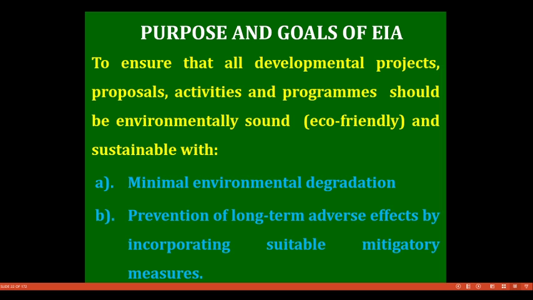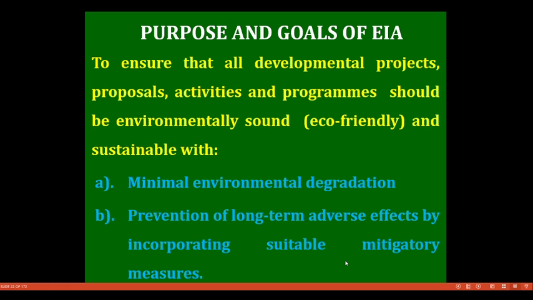So this EIA team will assess the project, identify the probable environmental impacts, and go for various mitigatory measures. By incorporating mitigatory measures and many other things, ultimately a project can be converted to environmentally sound and sustainable with the minimum impact on the environment. This EIA will also help us prevent long-term adverse effects by incorporating suitable mitigatory measures.